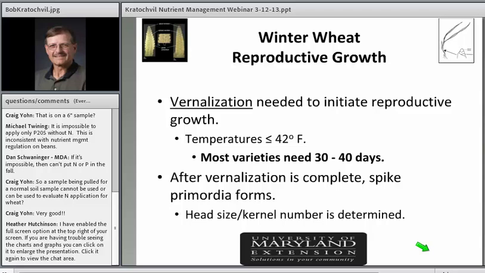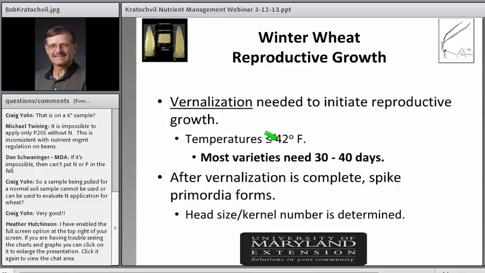Vernalization is important because you have to have this cold period in order to initiate the reproductive growth in wheat. Vernalization will occur when temperatures are less than or equal to 42 degrees. And I use the average daily temperature. If it's below 42 degrees on any particular day, the average temperature for the day, I call that a vernalization day. Most of the varieties we produce in this region require 30 to 40 days of cold exposure.